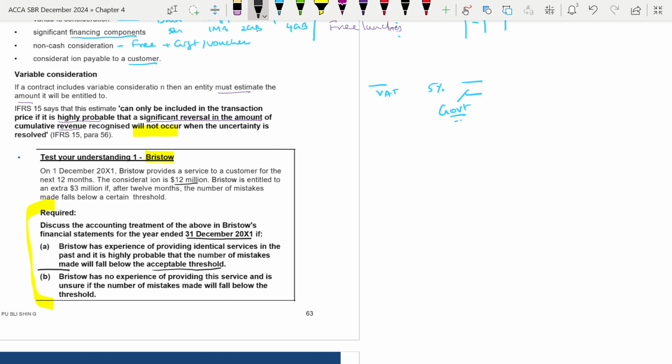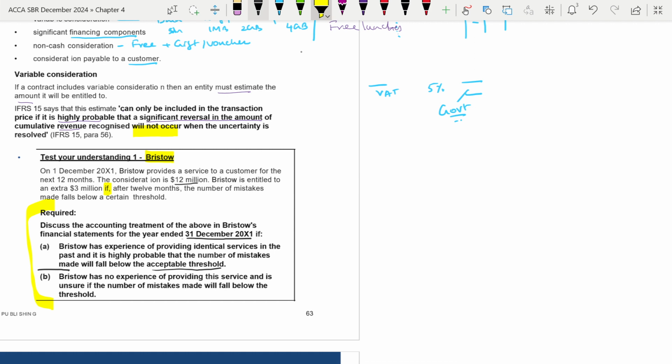Keep in mind, there is a clause: if after 12 months the number of mistakes made falls below a certain threshold, Besto is entitled to an extra 3 million. What is the condition? If there are no mistakes, the value of the service is 12 million.